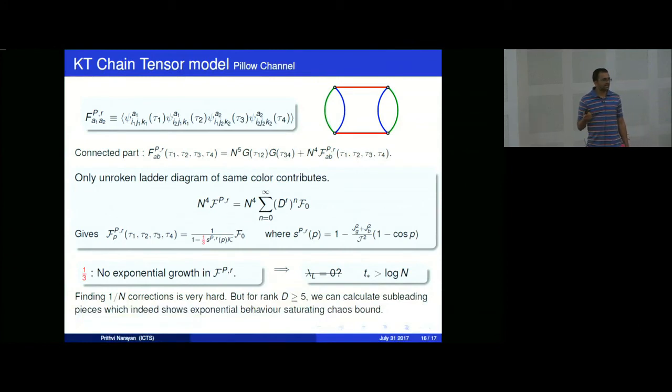You can do a rank D tensor version of the same calculation, and it turns out that in this case, we can calculate subleading pieces. Instead of 1 by n to the power 5, we can go even lower. In that case, it's n to the power d minus 1, 2d minus 1, and then some series of terms. In that case, you can compute slightly more, and you can compute the Lyapunov exponent there, and it turns out to be the same under some assumptions.